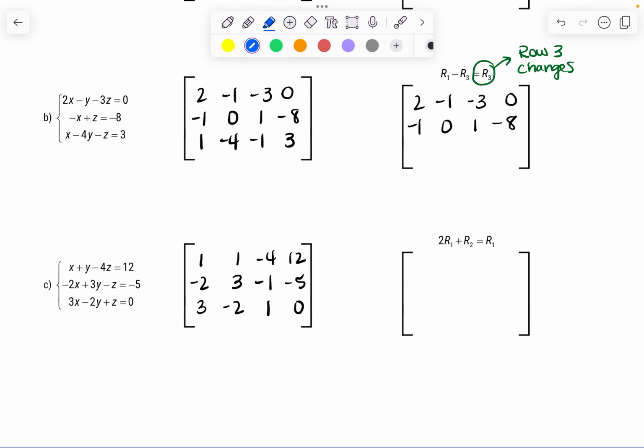So I like to highlight, so I know row 1 minus row 3. So row 1 minus row 3. Be really careful if you have double negatives. So 2 minus 1 is 1. -1 minus -4 turns into -1 plus 4, which is just going to be 3. And then -3 plus 1 is going to be -2. And then 0 minus 3 is -3.